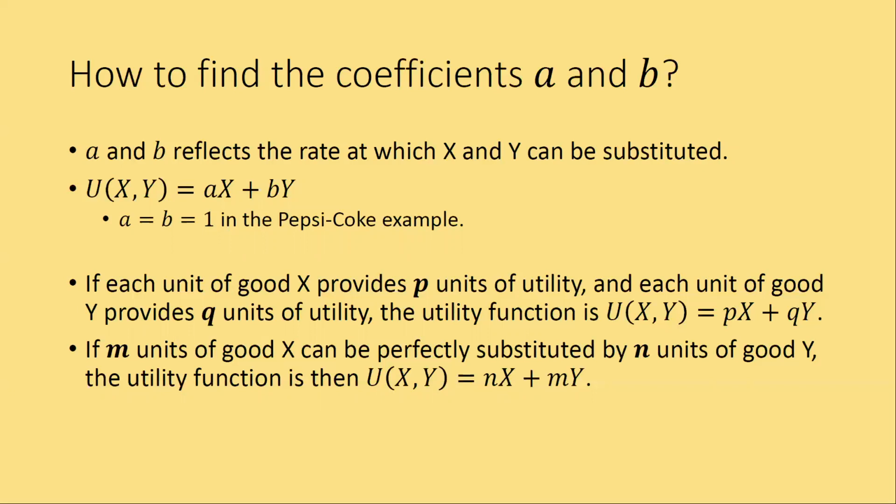The second way to describe two goods that are perfect substitutes is by saying that if m units of good x can be substituted by n units of good y, in this case, we should flip the order. So the utility function can be written as u equals n times x plus m times y. And you have to think carefully when you see a question regarding perfect substitutes, and make sure you get the coefficients correct.